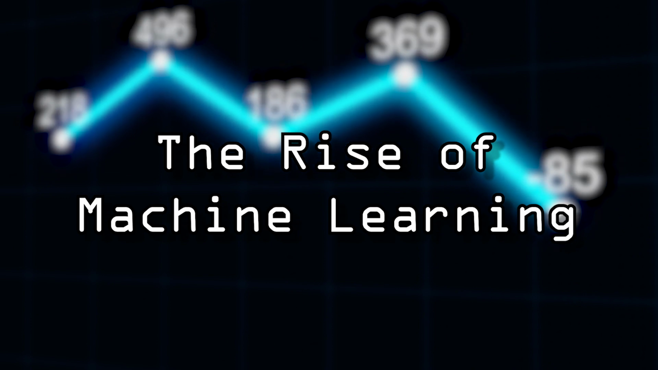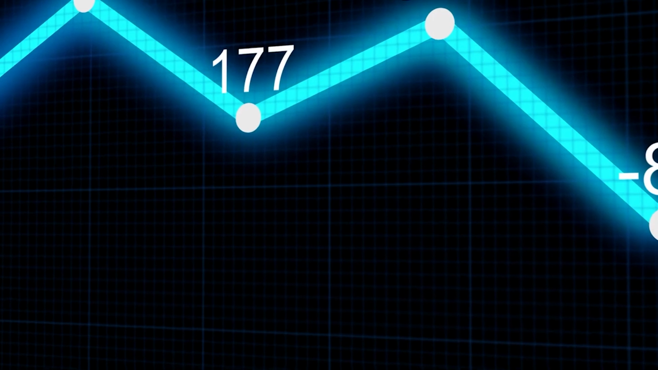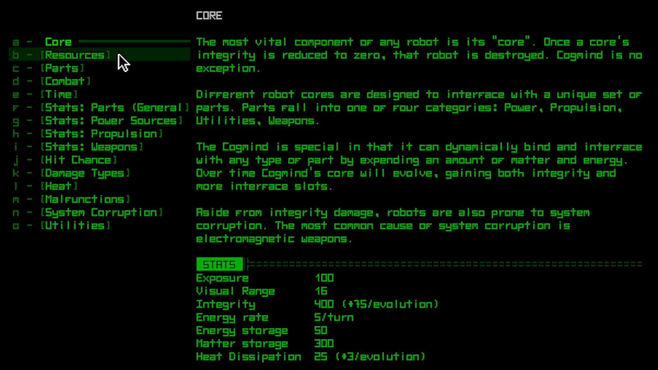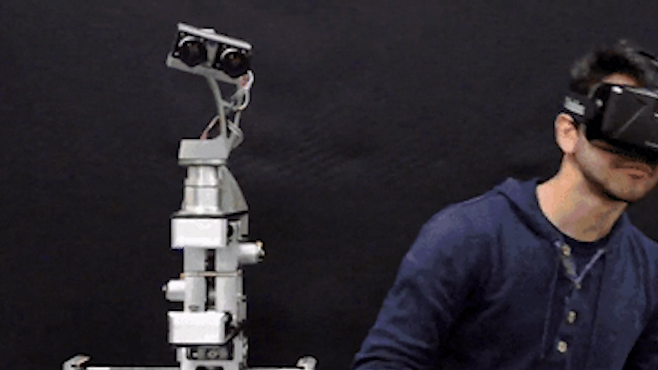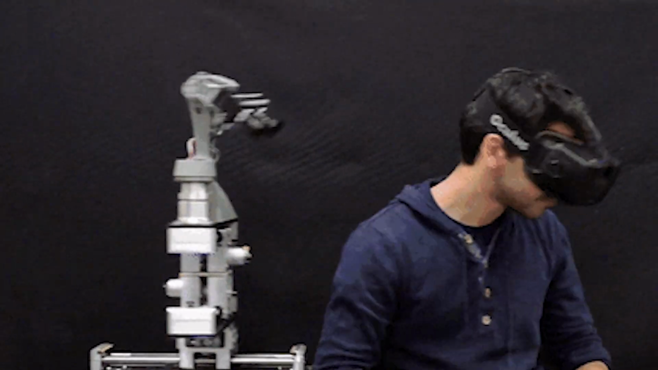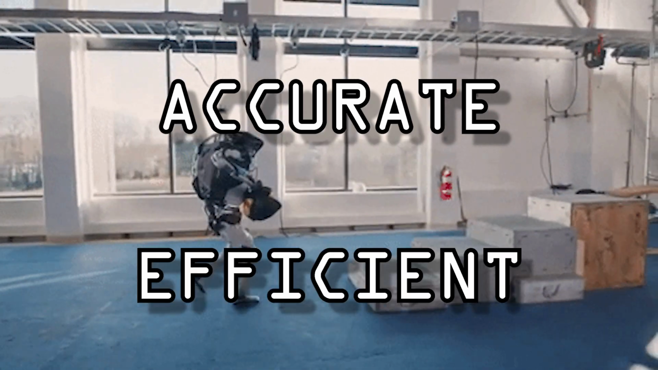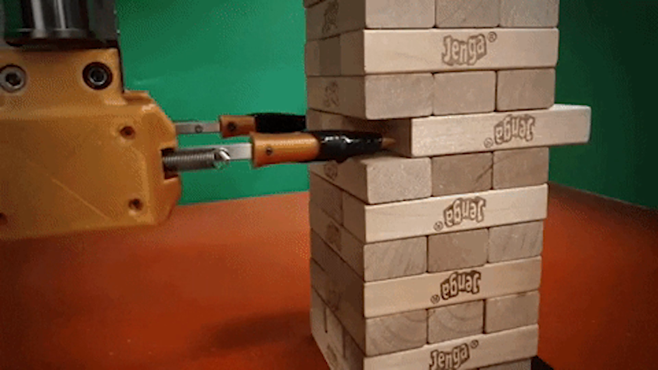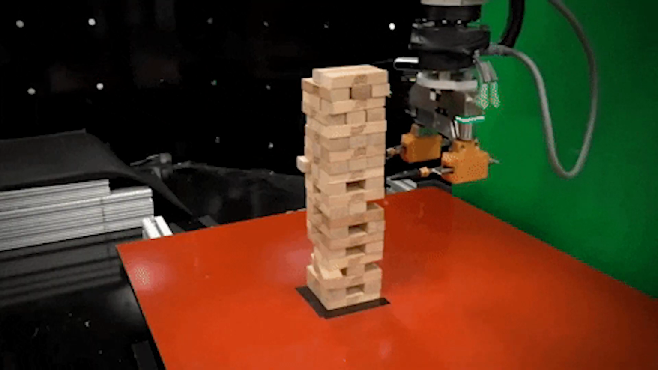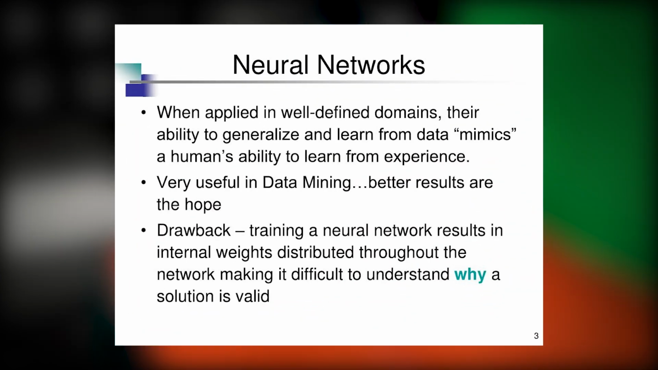The rise of machine learning, 2000s to 2010. A significant rise in the field of machine learning occurred, primarily due to advances in data processing and storage capabilities. Machine learning is a type of artificial intelligence that enables computers to learn from data and improve their performance without being explicitly programmed. The more data these algorithms are fed, the more accurate and efficient they become at their respective tasks. During this period, a number of machine learning algorithms were developed, such as decision trees, random forests, support vector machines, and neural networks.